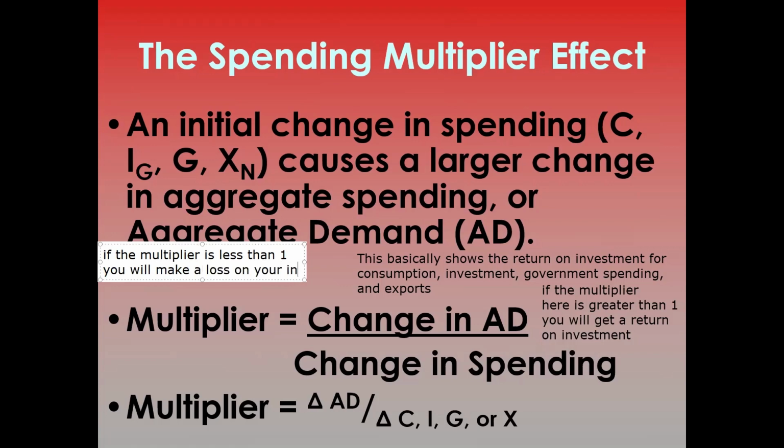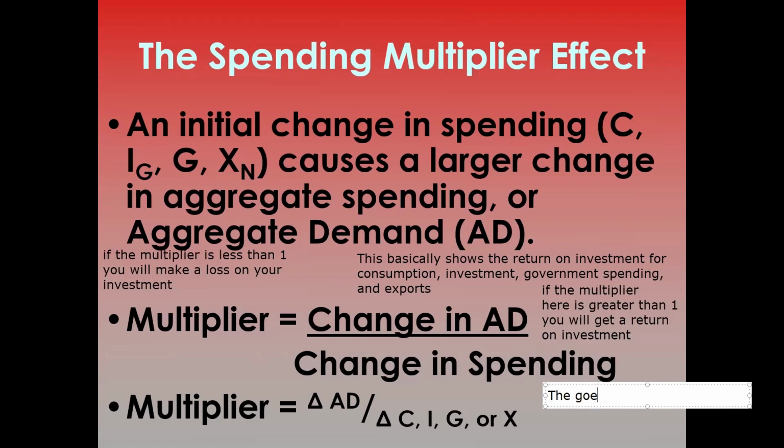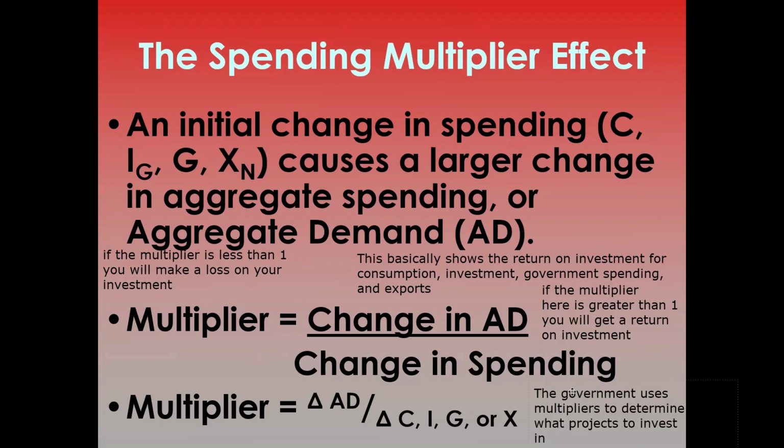So the government uses multipliers to determine what projects to invest in. So that's a very important measure that they use all the time to determine if they're going to invest in something. So if there is a government program out there, it's likely that they think that the multiplier is more than 1.